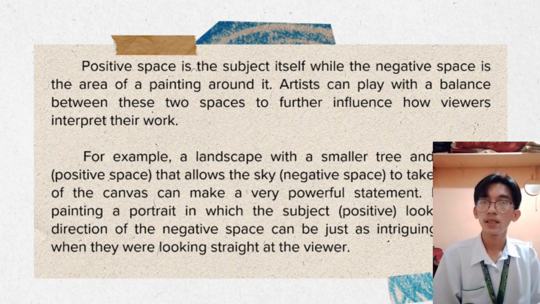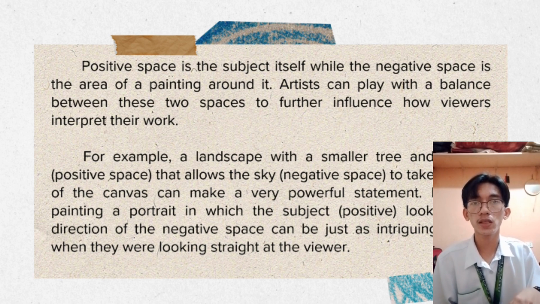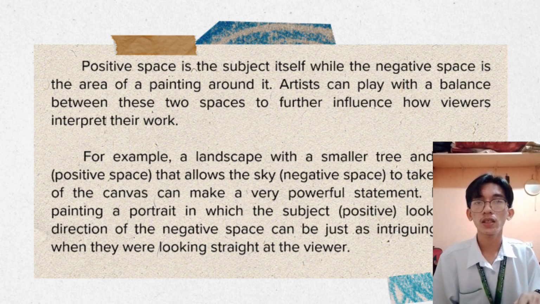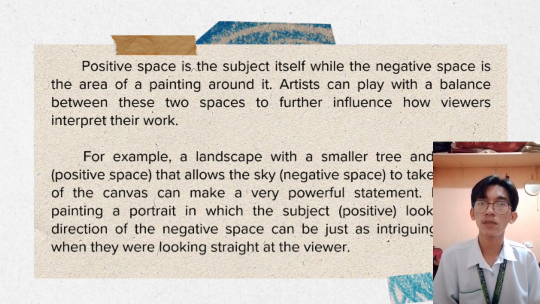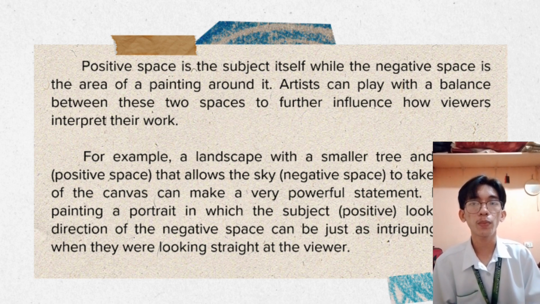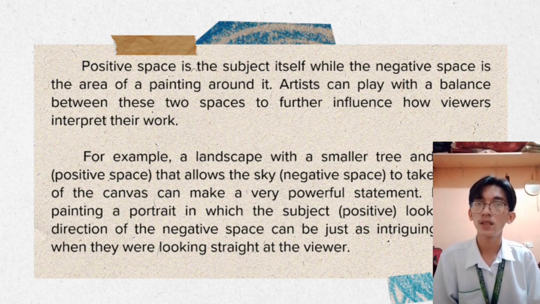So artists can play with the balance between these two spaces to further influence how viewers interpret their work. For example, a landscape with a small tree and horizon, which is the positive space, that allows the sky, or the negative space, to take up most of the canvas can make a very powerful statement. Likewise, painting a portrait in which the subject looks in the direction of the negative space can be just as intriguing as when they are looking straight at the viewer.